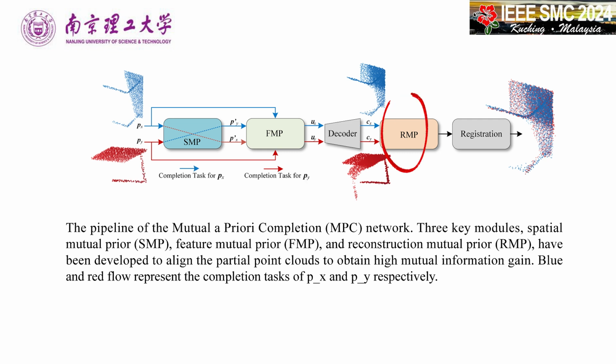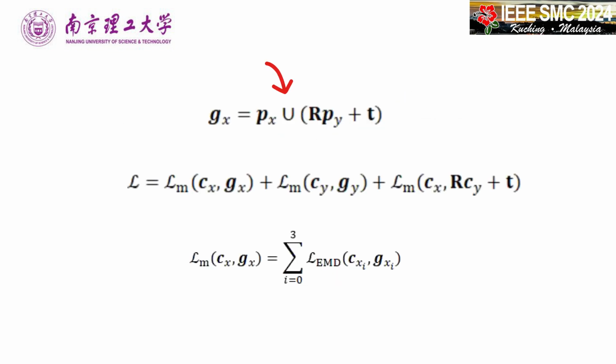Thirdly, it is not necessary to have the complete point cloud of the object as ground truth, and training can be accomplished by just using partial point clouds with known relative positions. The registration ground truth between p_x and p_y is defined as a rigid transformation, which can translate the point cloud p_y to the frame of p_x.